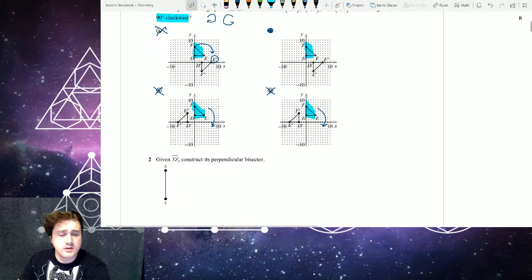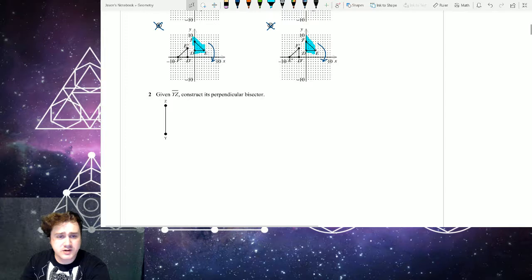Okay, that then will take us to problem number 2, where it says, given segment YZ, construct its perpendicular bisector. On the test, you're not going to have to do constructions. However, you're going to have to identify what construction was done. With the construction of a perpendicular bisector, you get some distance about 2/3 the length of the segment, then you put the rotating point on one of the ends, and you make an arc.